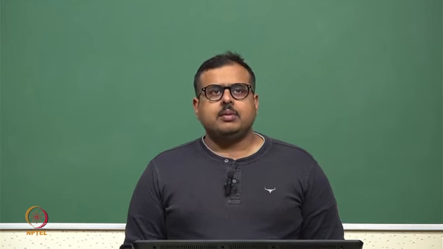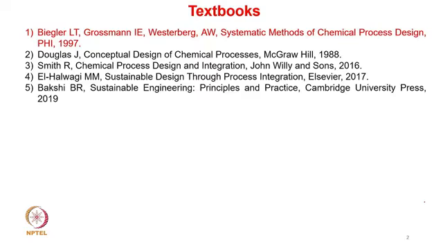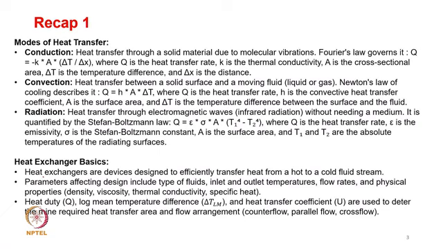Again, the content of these lectures is predominantly coming from our reference one, Biegler, Grossmann and Westerberg, Systematic Methods of Chemical Process Design. This is considered to be a classical book that uses the principle of optimization for chemical process design. So, the contents of these lectures are mostly coming from that reference book, as we have discussed. So, let us move on.